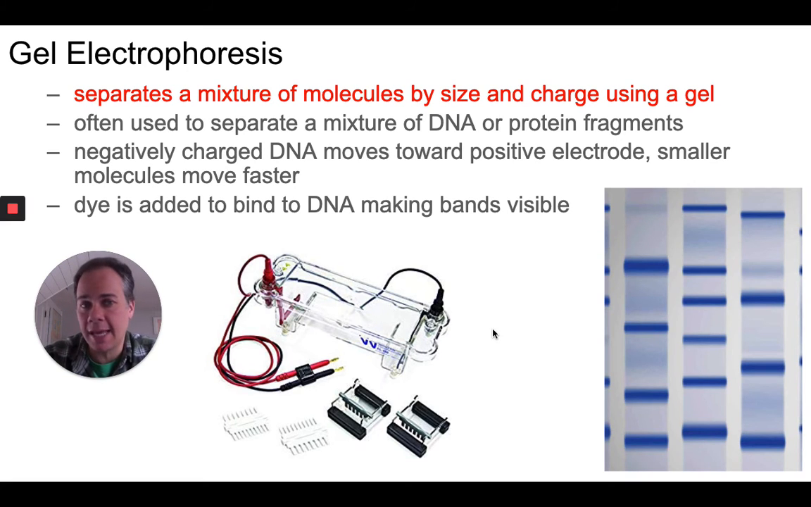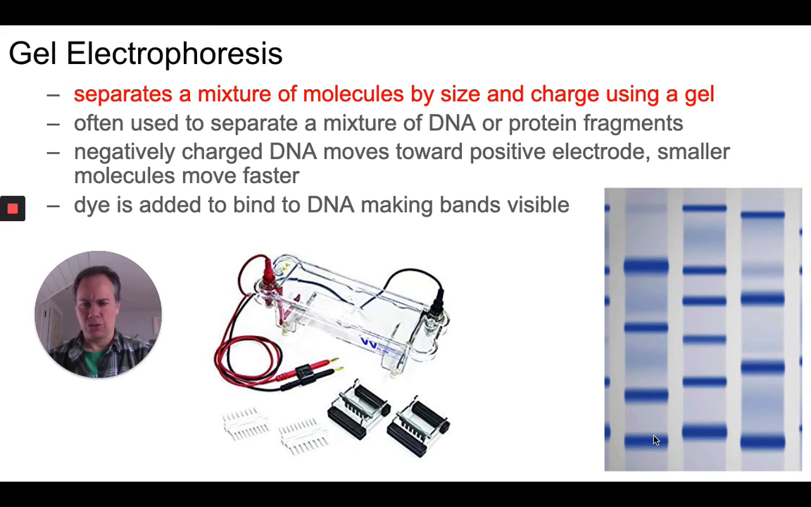Okay, DNA is negatively charged, so it starts moving towards the positive electrode. And small molecules can sort of wind their way through the gel very quickly, and they get far. Large molecules of DNA don't get as far. And so after you run it for a period of time and you stop it, you stain the gel, and the DNA forms these bands.